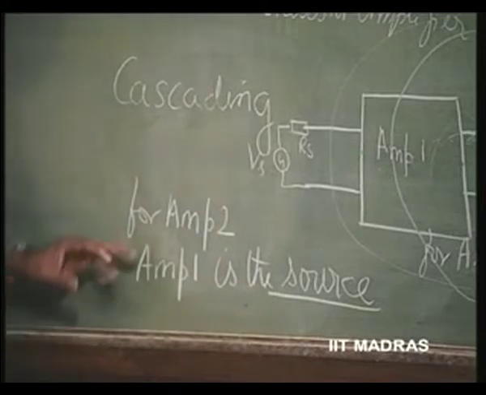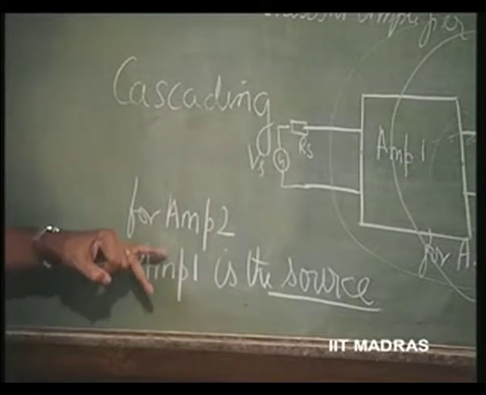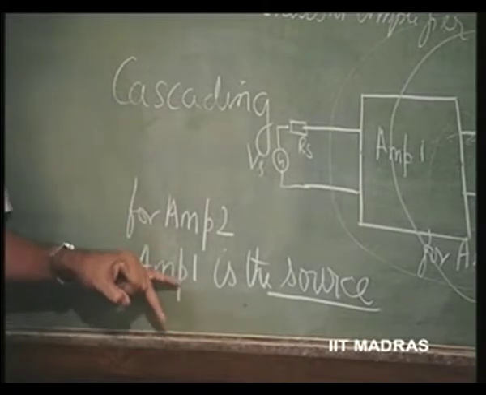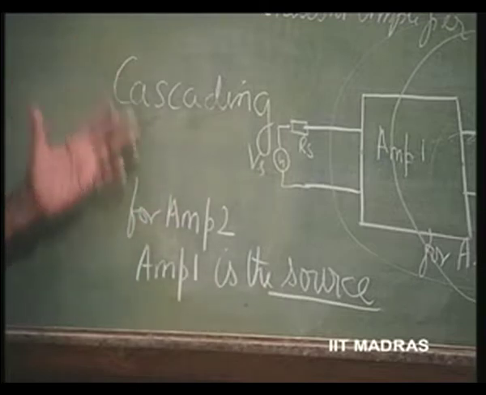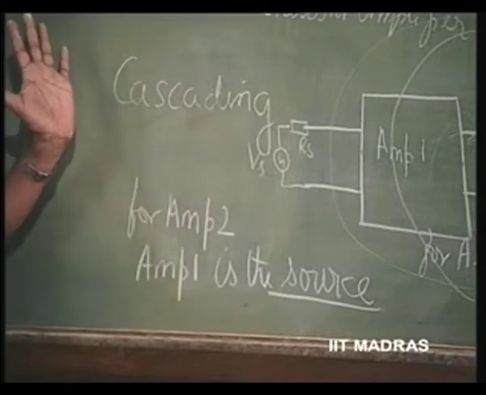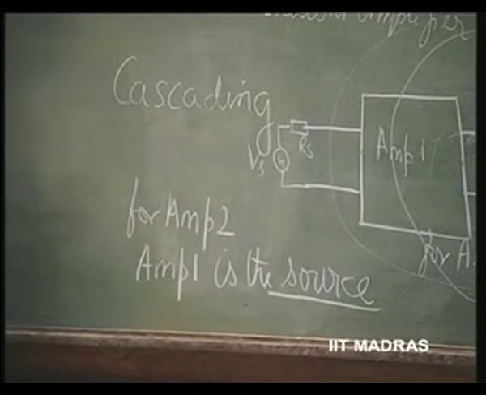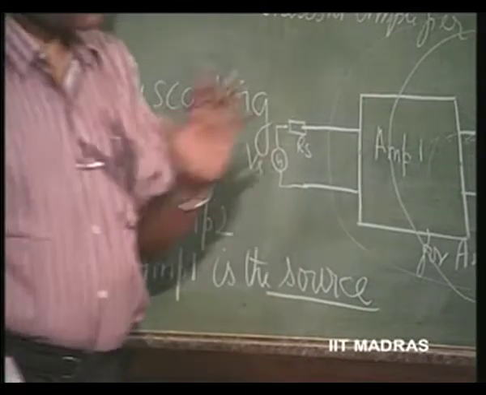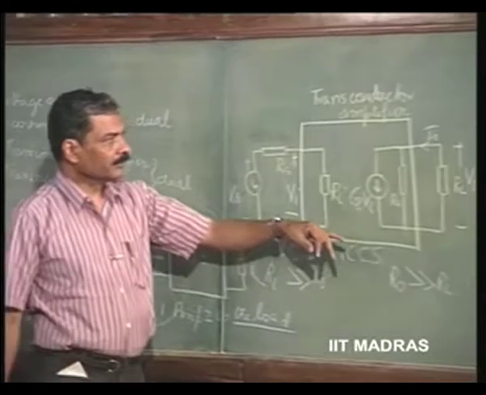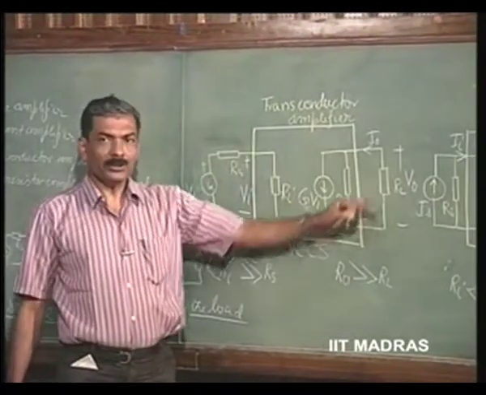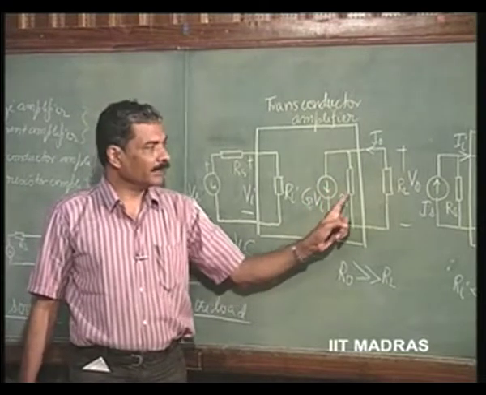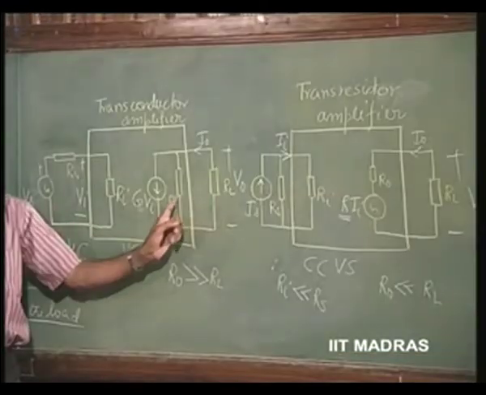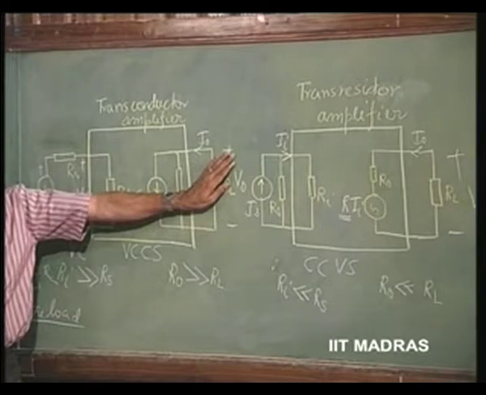That means I should be capable of representing the amplifier 1 output as a voltage source in series with the resistance, or a current source in shunt with the resistance, that is all. Now, you can see here, take any amplifier, the output of the amplifier is already represented as a current source in shunt with this resistance R naught. So, this load can be removed now.